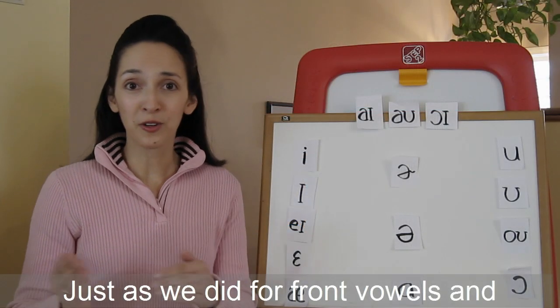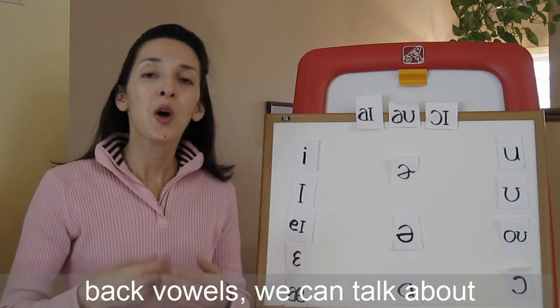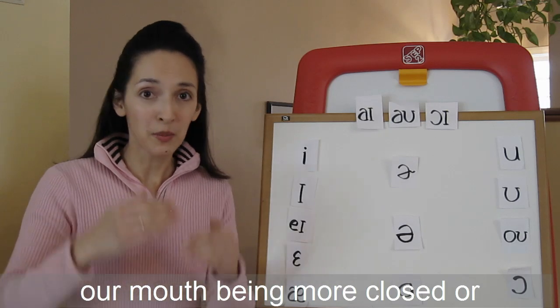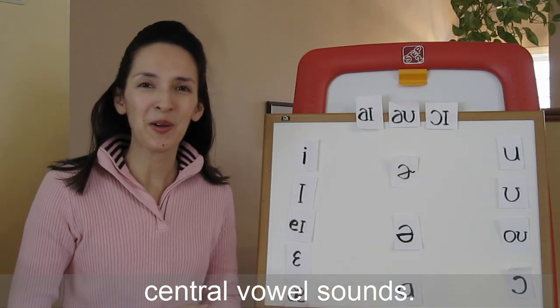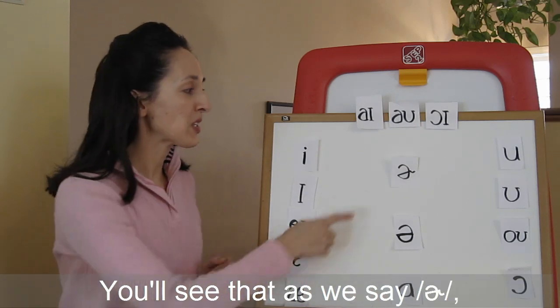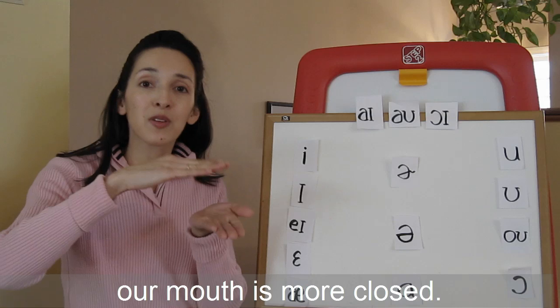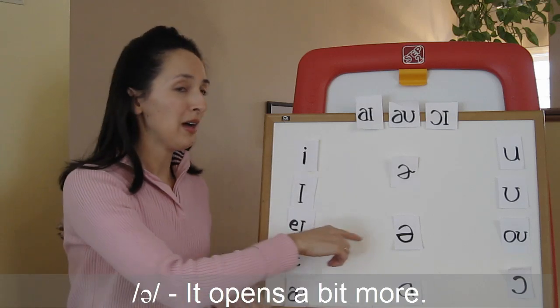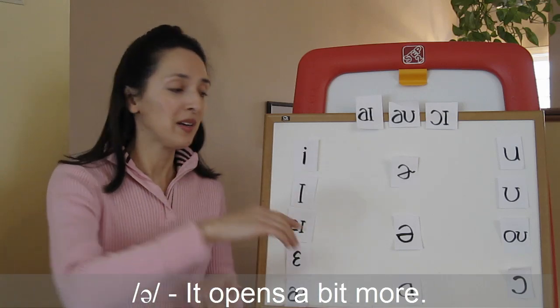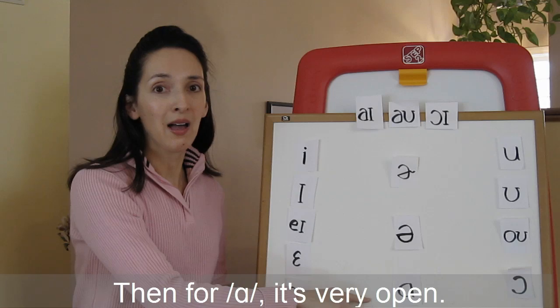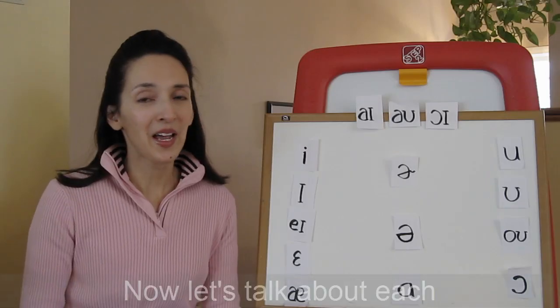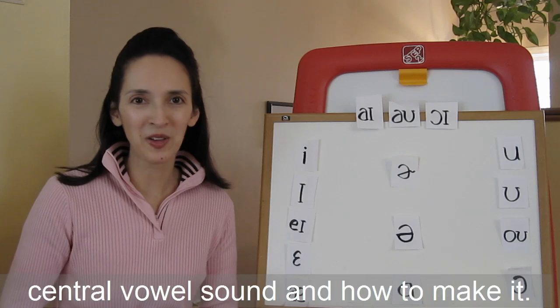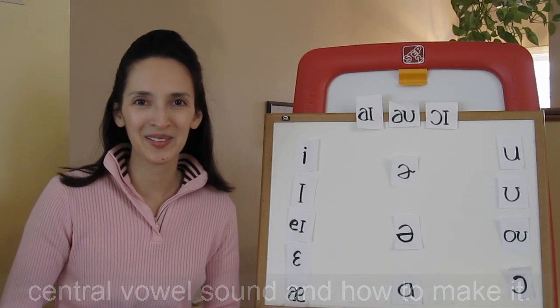Just as we did for front vowels and back vowels, we can talk about our mouth being more closed or more open when we say central vowel sounds. You'll see that as we say the first sound, our mouth is more closed. It opens a bit more, and then for the last, it's very open. Now let's talk about each central vowel sound and how to make it.